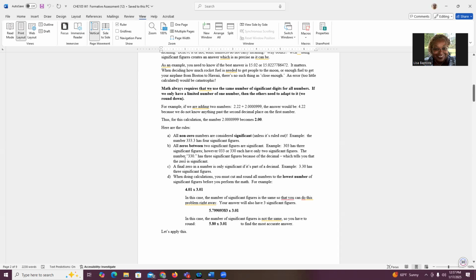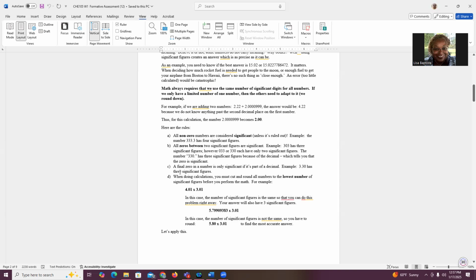The next rule, all zeros between two significant figures are significant. Example, 303 has three significant figures because that zero is in between two non-zero numbers. I like to call these the sandwich zeros because they're sandwiched in between non-zero numbers. And it doesn't matter how many zeros are sandwiched, okay? You could have 10 zeros sandwiched between two non-zero numbers. They're still going to be significant because you have two non-zero numbers on either side, okay?